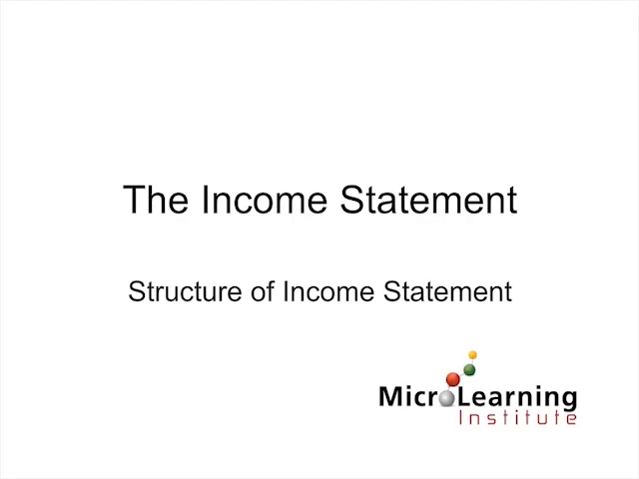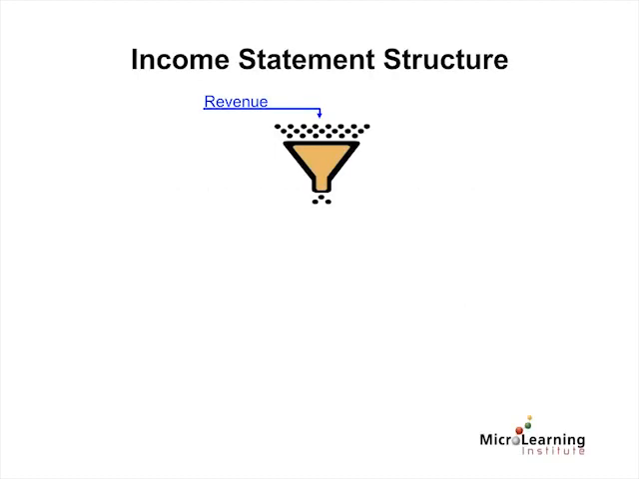In this short module, we look at the structure of the profit and loss statement. The profit and loss statement is also referred to as the income statement or statement of operations. The objective of the income statement is to match the cost of earning revenue in a period to the revenue earned in that period. The income statement presents financial information that reports how the company performed in a particular period.